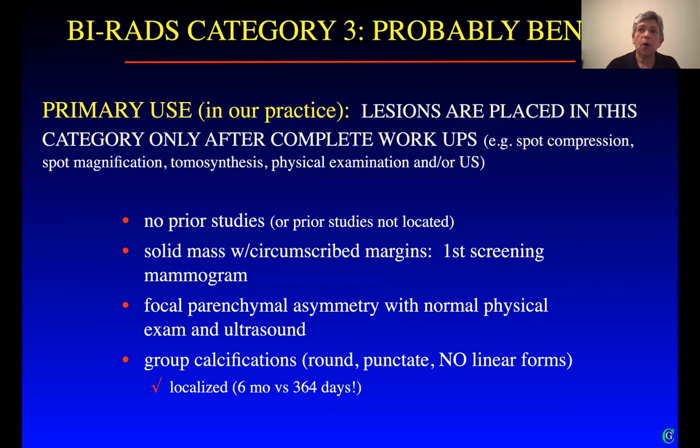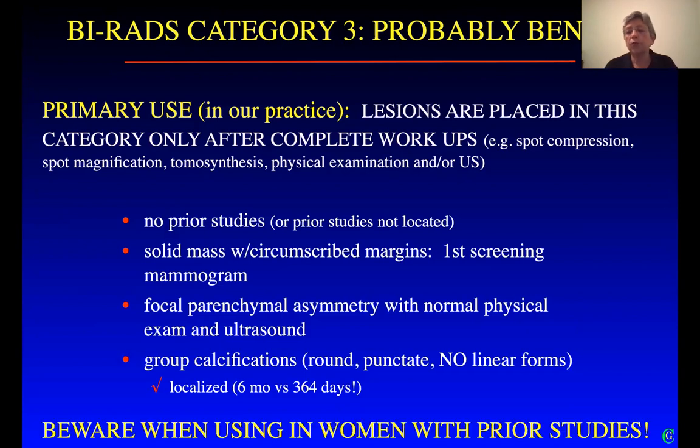6-month follow-up or short interval follow-up is a little less than a year, if you will, just because with this category, the likelihood of malignancy is quite a bit lower than 2%. Beware when using it in women with prior studies. Once you have prior studies, I think you need to make a decision as to what needs to happen with the patient today.